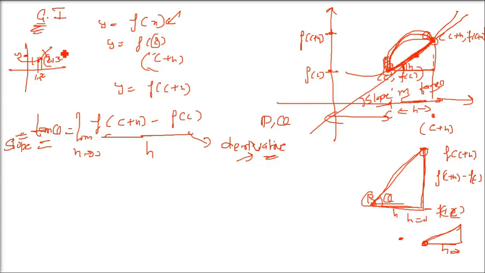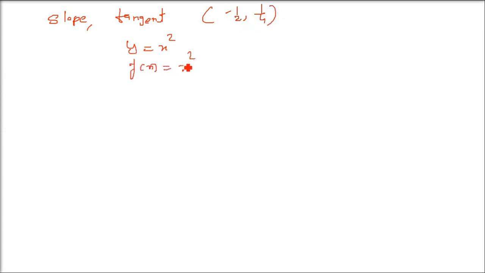Now let me give you an example of this particular thing, because only telling mathematics will not serve our purpose. So we have to find the slope of the tangent to the curve, and the curve is given as y equals x squared. And you have the point as minus 1 by 2 and 1 by 4. So how do we find out? You have y equals x squared, the function is available to us. And also the x and y point is known to us.